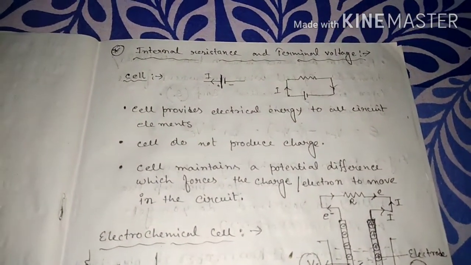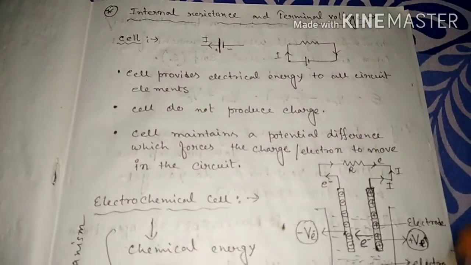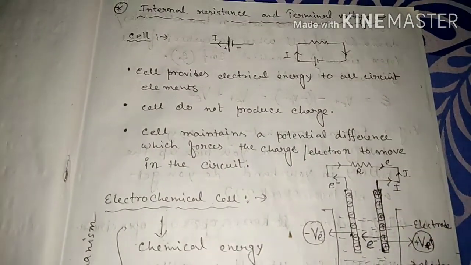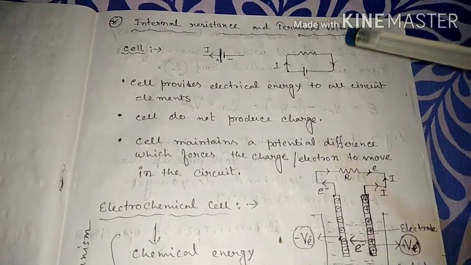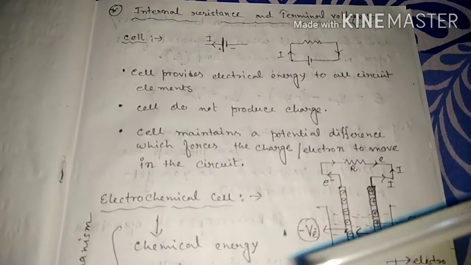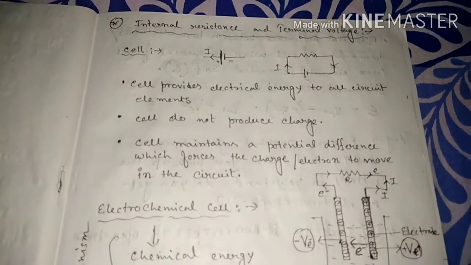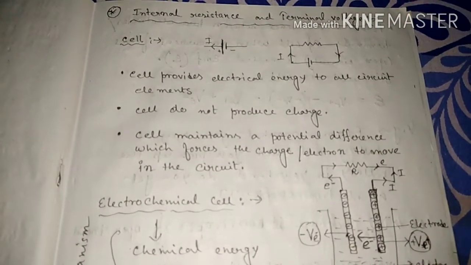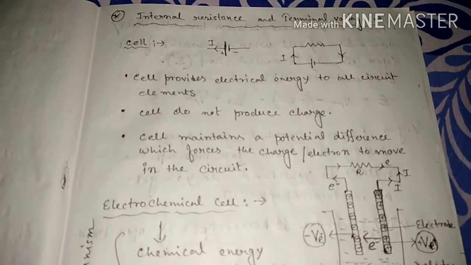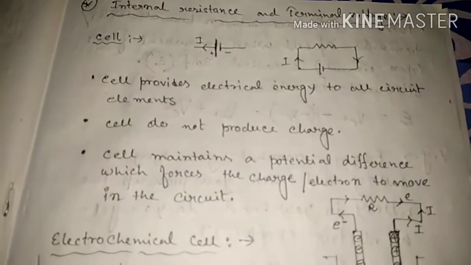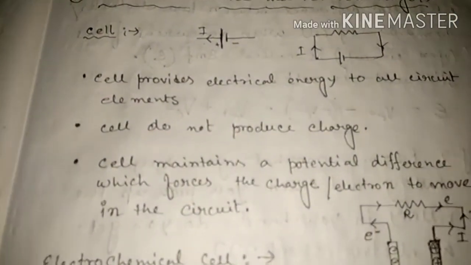Internal resistance and terminal voltage. So first, we again recall the cell and the battery mechanism. After that, because internal resistance and terminal voltage are related to electromotive force, first we revise that concept about the EMF, how a battery works. Then step by step we define internal resistance and terminal voltage. Clear? So first of all, cell.